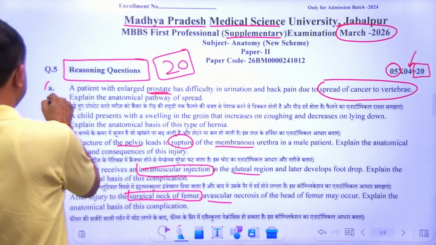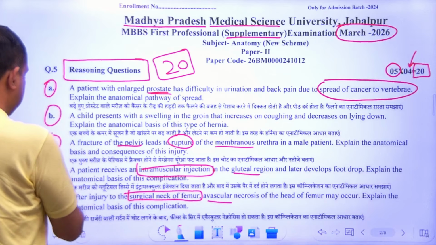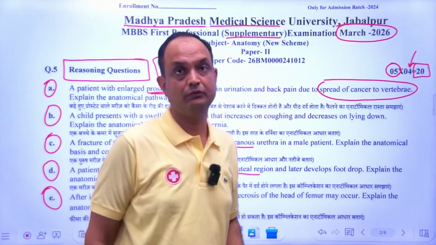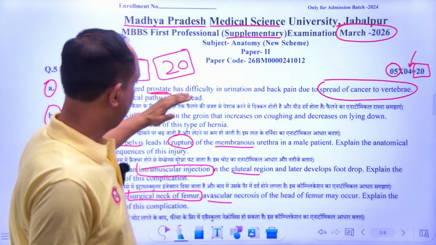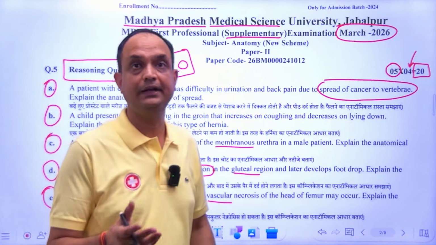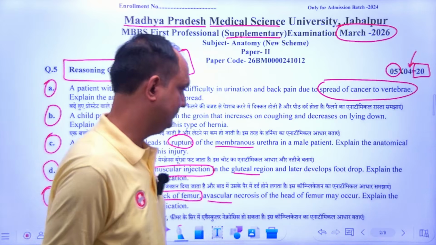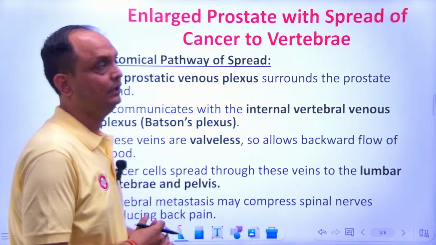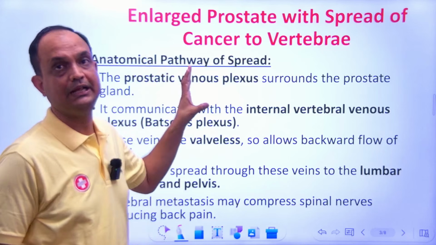So dear students, there are these 5 questions, each question carrying 4 marks, so it is a section of 20 marks. So let's discuss every question one by one, how to write, or how much to write in the exam. So dear students, this is question number 1 about prostate cancer.